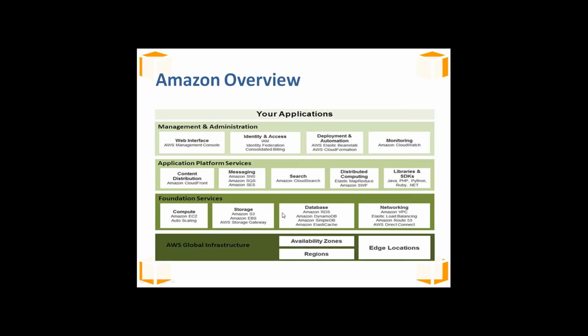Now let's move further and talk about the database. As we know, the database is divided into four services. One is the Amazon Relational Database Service, which we generally call RDS. It is a scalable relational database with auto patching as well as backup, and as of now it supports MySQL, Oracle, SQL Server, etc.